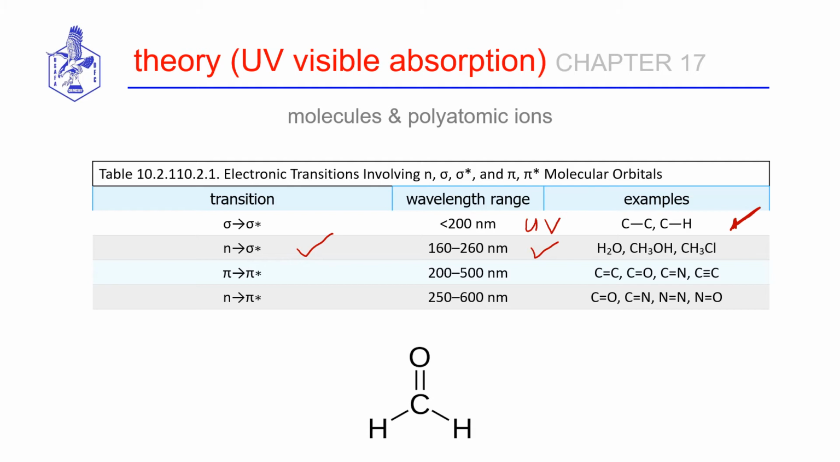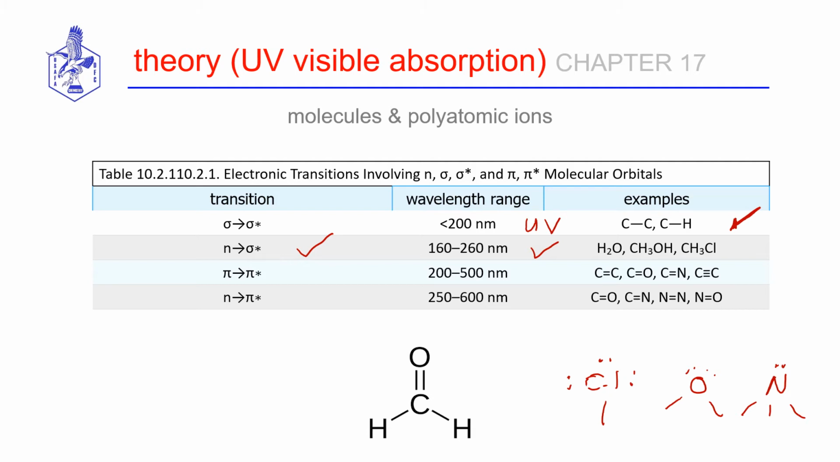So when we start introducing oxygen, it tends to form 2 bonds and have lone pairs. Nitrogen tends to form 3 bonds with 1 pair. And the halogens tend to have at least 1 lone pair of electrons, if not more, such as that. So those transitions tend to happen in the 160 to 260 nanometer range.